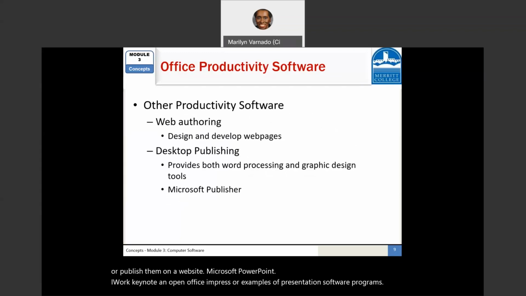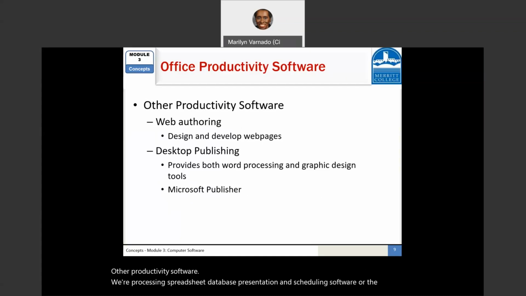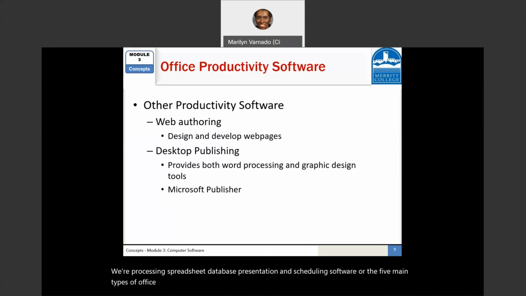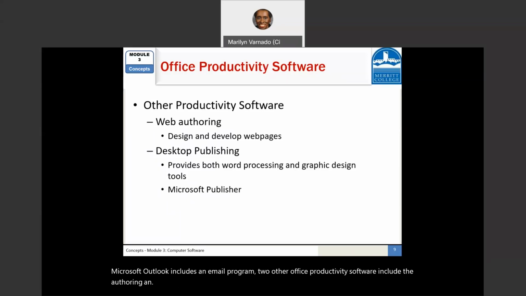Other productivity software: word processing, spreadsheet, database, presentation, and scheduling software are the five main types of office productivity software. Scheduling and contact management software, such as Microsoft Outlook, includes an email program. Two other office productivity software types include web authoring and desktop publishing software.